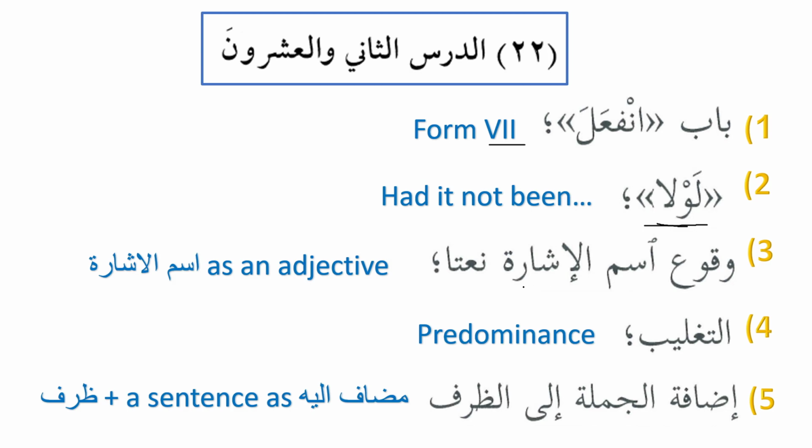And then we are going to learn about وقوع اسم الاشارة نعت, that اسم الاشارة, as we know, normally we know that it is used as مبتدأ and it is used in the beginning. However, here we are going to learn that اسم الاشارة can also be used as an adjective. So we say وقوع اسم الاشارة نعت, that اسم الاشارة is used as an adjective.